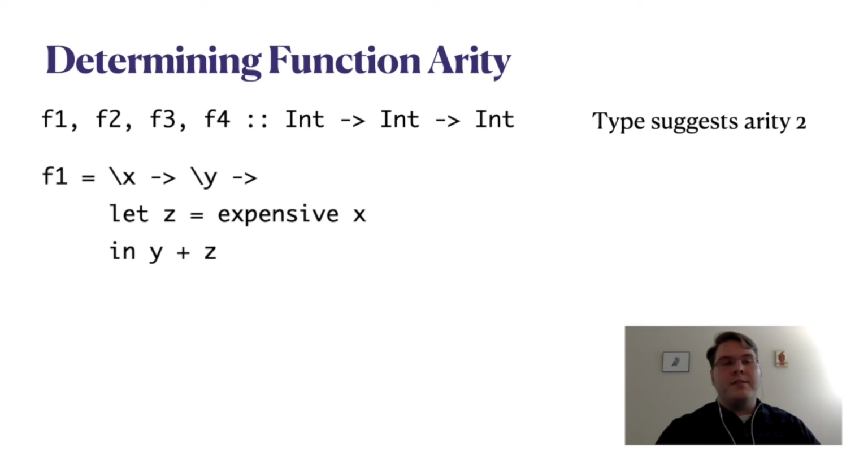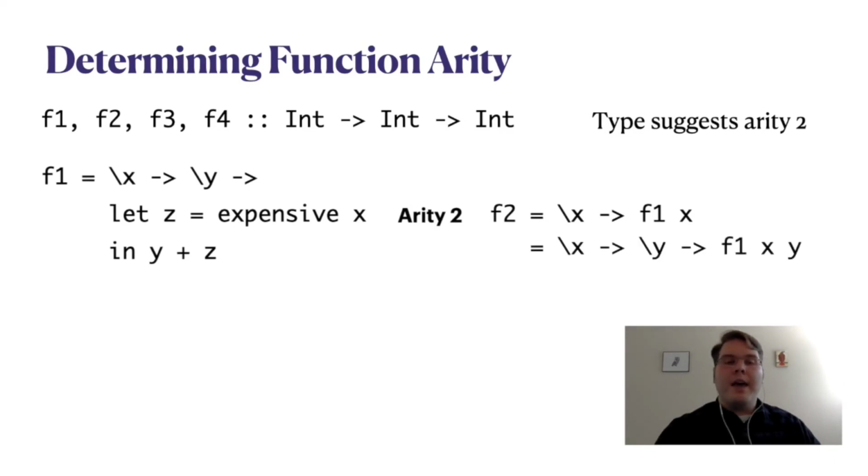Look at the definition of f1. It starts with 2 lambdas, so it requires 2 arguments before doing any interesting work. So f1 definitely has arity 2. Now look at f2. It only starts with 1 lambda. However, all it does is call f1. So it also requires 2 arguments before doing any work. In fact, we can eta expand f2, and doing so does not change its meaning or runtime behavior. This sound eta expansion makes it clear that f2 also has arity 2.